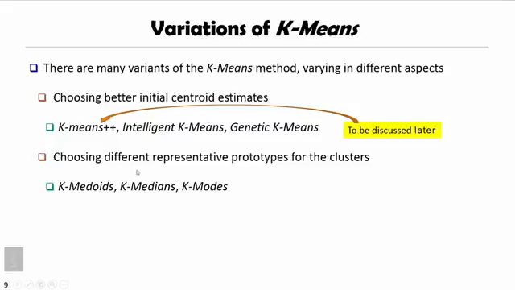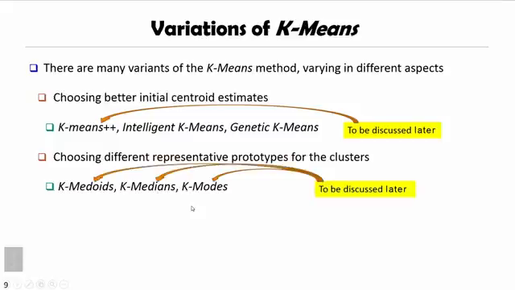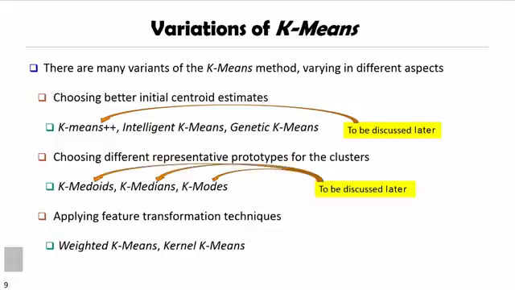Another aspect is how to choose different representative prototypes for the clusters. That means we may not use the mean point, but may use k-medoids, k-medians, or k-modes. We are going to introduce these in the subsequent discussion. Another thing is how to apply feature transformation techniques so we may be able to cluster things even if they are not in convex shape. For example, there are methods developed called weighted k-means or kernel k-means. We are going to introduce the kernel k-means method.